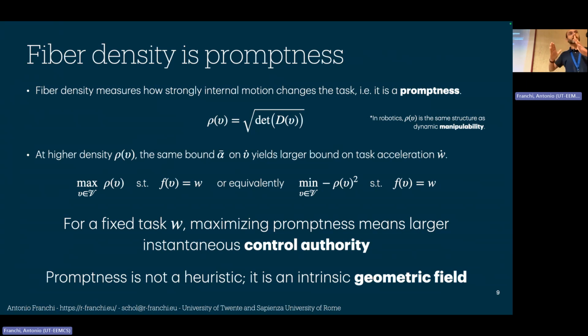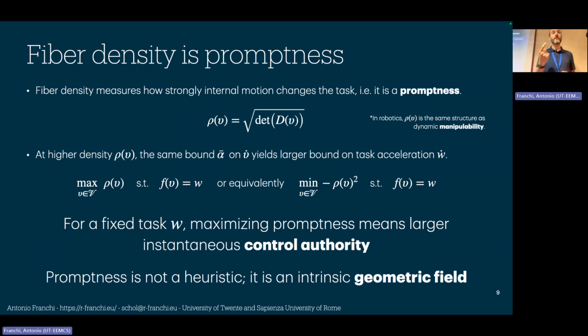You can imagine it as the density of the fibers. If the fibers are very dense at a certain point, it means you can change the task by moving by a small amount the velocity, by changing by a small amount the velocity. If the fibers are not dense at all, then you have much less promptness.